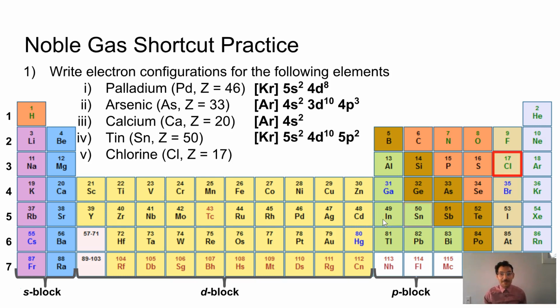And then last up is my friend chlorine. Well, before chlorine comes neon. And after neon, we'll fill up that 3s2, and we'll put 1, 2, 3, 4, 5 electrons into that 3p subshell. Cool. Well, I hope you feel pretty rad about those dudes. Let's keep rolling on here.